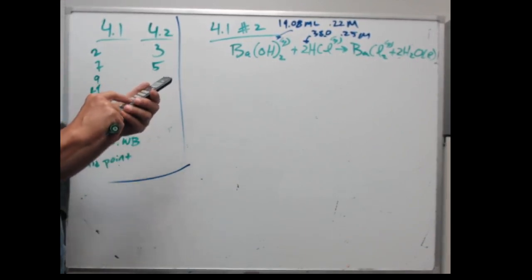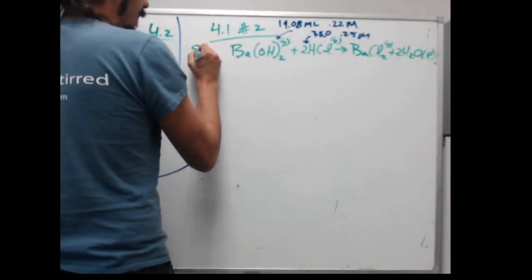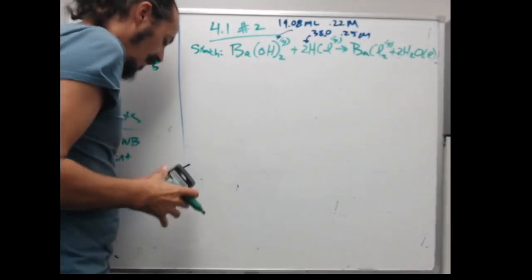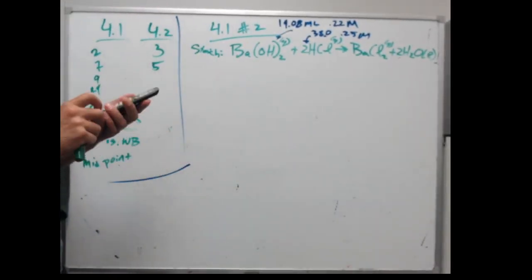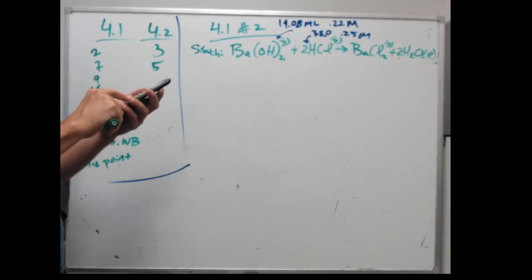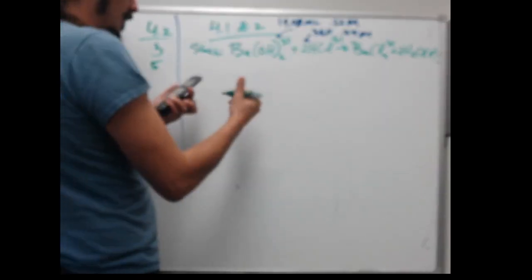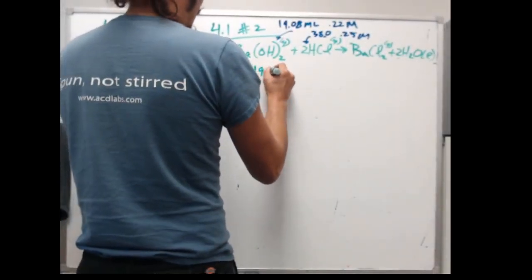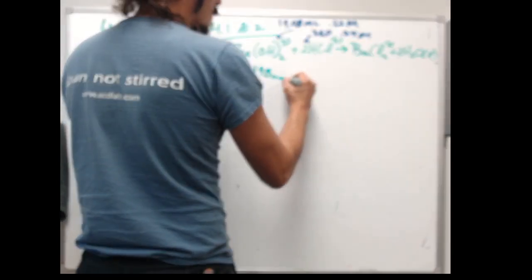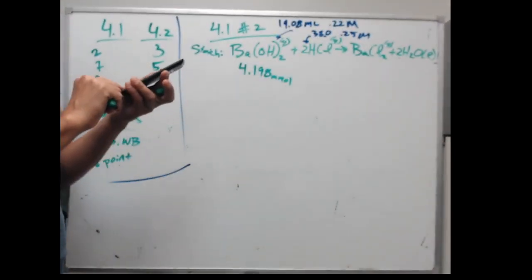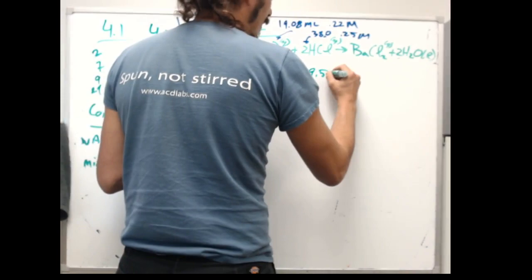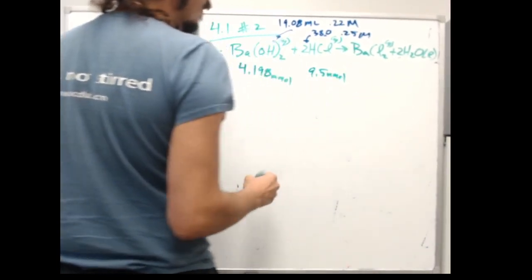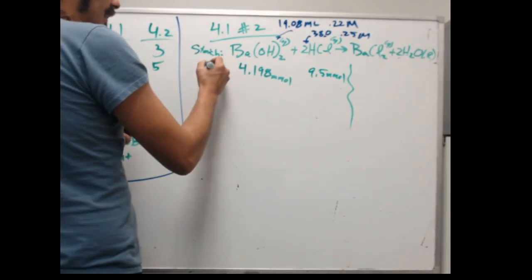I'm going to convert these to millimoles, right, since we're doing stoichiometry. We're going to need everything in moles or millimoles to do our chemical reaction. So I'm going to take my, wrong numbers, 19.08 times 0.22 gives me 4.198, I'm rounding a little bit, millimoles. Do the same thing over here, 38 times 0.25 gives me 9.5 millimoles. We have to be careful, right? So this is my start.